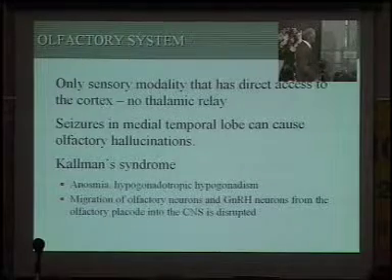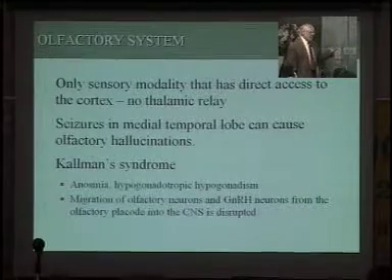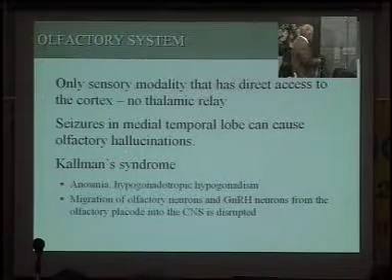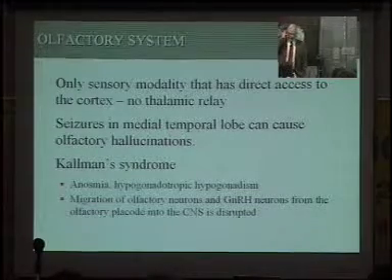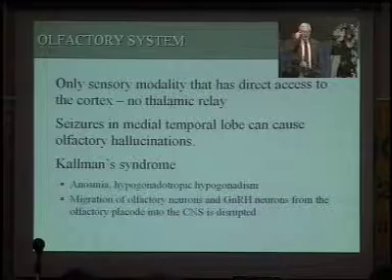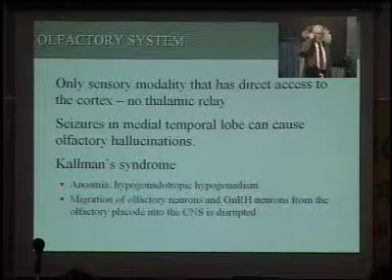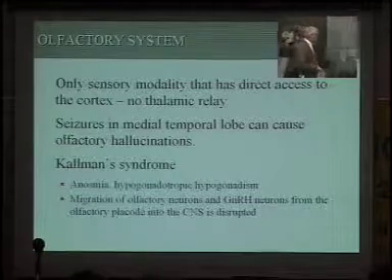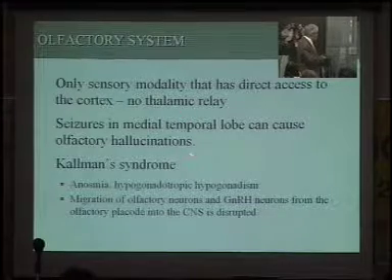Olfactory system, a couple things unique about it. One, it's the only sensory system that doesn't go through the thalamus. It has direct access to the cortex. Seizures in the temporal lobe can cause what we call uncinate fits, or olfactory hallucinations that are usually unpleasant. Seizures, damage to the uncus, the medial part of the temporal lobe. It's where the olfactory cortex is.